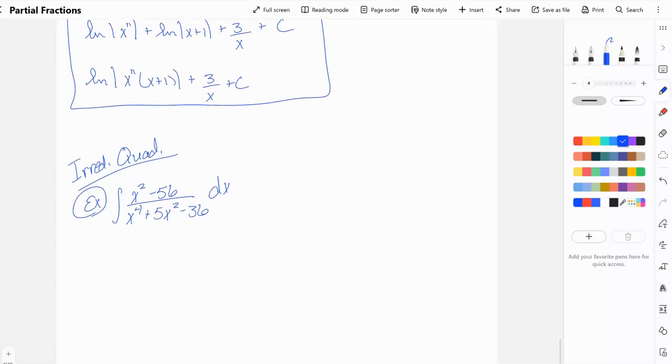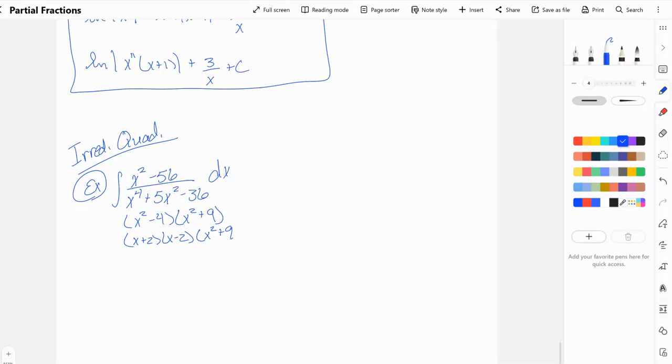Okay, well, this denominator is going to factor into x squared minus 4 times x squared plus 9. Notice that's going to give me this back, and that first factor is actually a difference of squares. So when I rewrite this, I'm going to have denominators of x plus 2, a denominator of x minus 2, and then a denominator of x squared plus 9.